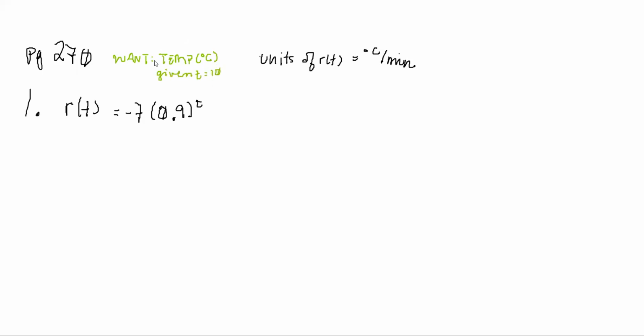So what do I have? Well, I have the time is equal to 10. I have the equation for R of T, which is in degrees Celsius per minute, which is a rate of change.